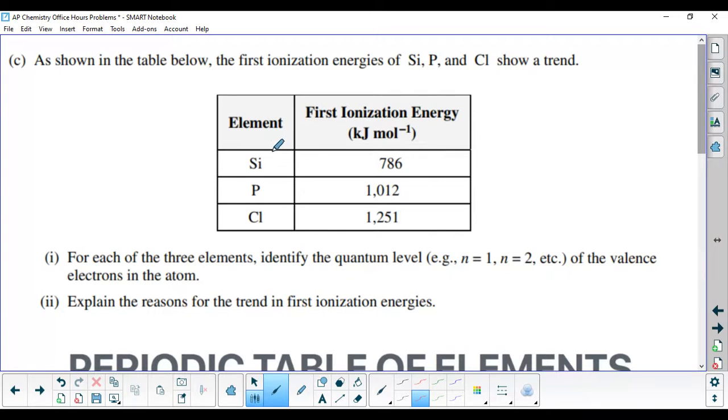Our next part, you get a list of ionization energies. And there's a trend here. It's increasing. So as you go down, it increases here.